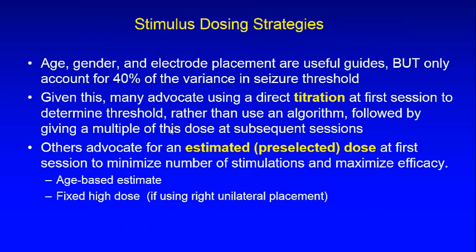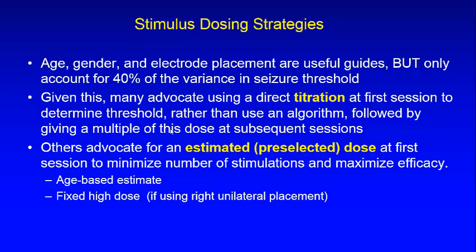Now, if we look at the three most important factors in determining seizure threshold, those are age, gender, and the electrode placement. But studies that have titrated everyone and then in retrospect done a factor analysis have found that those three factors only accounted for 40% of the variation between individuals in terms of their seizure threshold. And given that that still leaves 60% of variation not accounted for, this is why some clinicians advocate titrating everyone at the first session to determine their threshold.